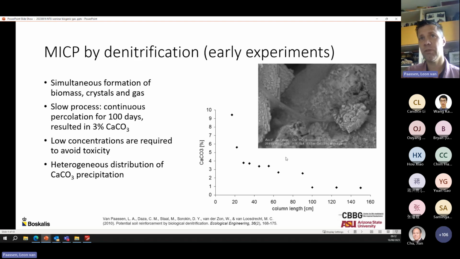We did one column study, which we had to percolate for about 100 days to get an average of 3% calcite. We had to use relatively low concentrations to avoid toxicity, because if you use high concentrations in this process, the nutrients may be toxic. Also, we found that the distribution of calcium carbonate was quite heterogeneous throughout the column. At the top of the column, we had about 10%, but quickly going down to 3%, and beyond 1 meter there was actually no calcium carbonate, or less than 1% formed. So still a lot of work to do.